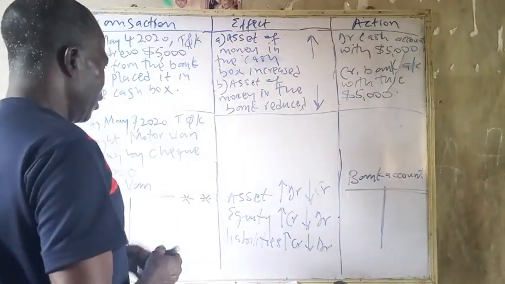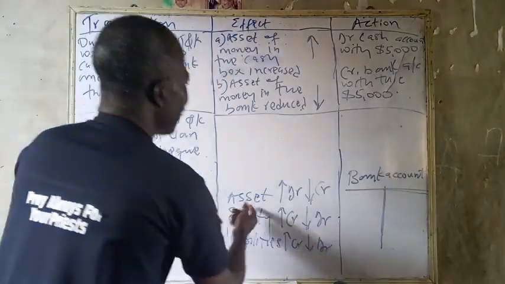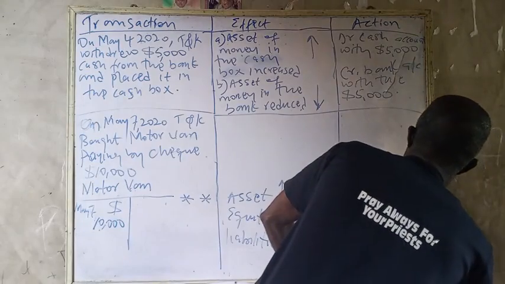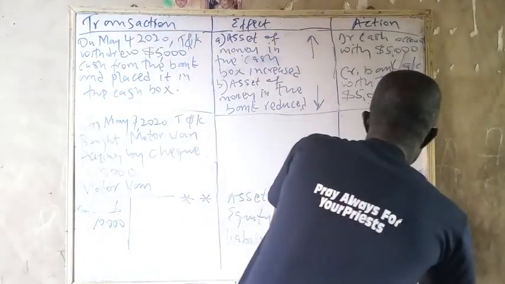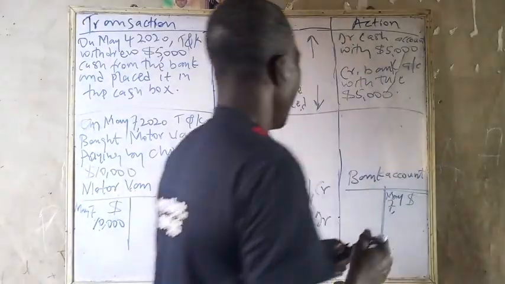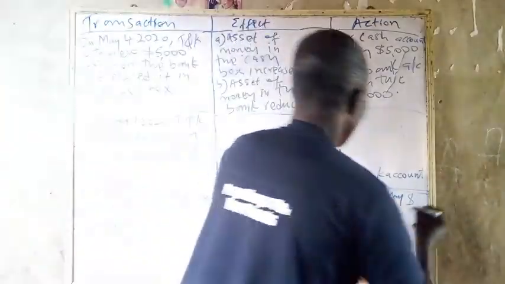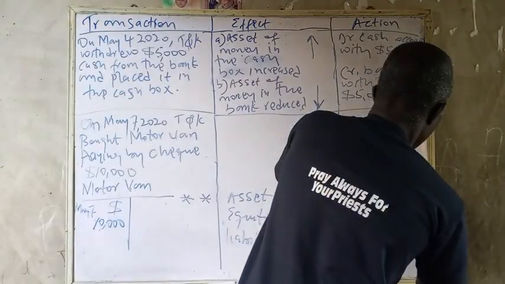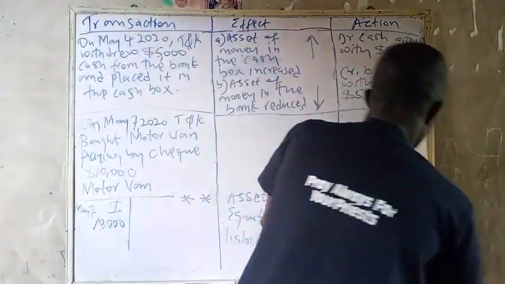So what do you do here? Bank, the asset in the bank decreases. When assets decrease, what do you do? You credit. So you come to the credit side. What is the date here? The date the transaction happened, that is May 7. Assuming yesterday, May 6, nothing happened here. Let's say he has not withdrawn money from the bank. Here is 0.